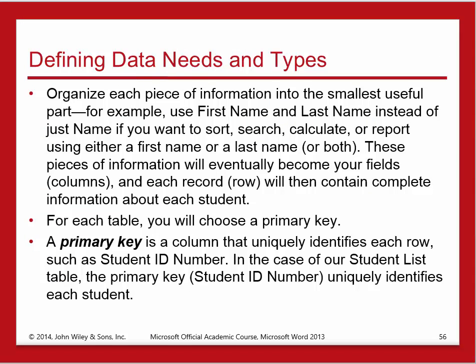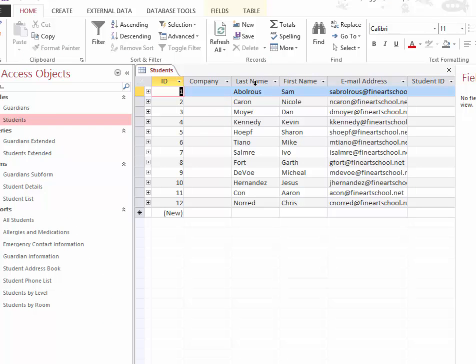You'll want to organize each piece of information into the smallest useful part. For example, if one of your pieces of information is going to be names of students, you don't want to have your field just be name. You'll want to organize it into two fields, last name and first name. That will make it much easier if you ever need to sort or filter your students by name.